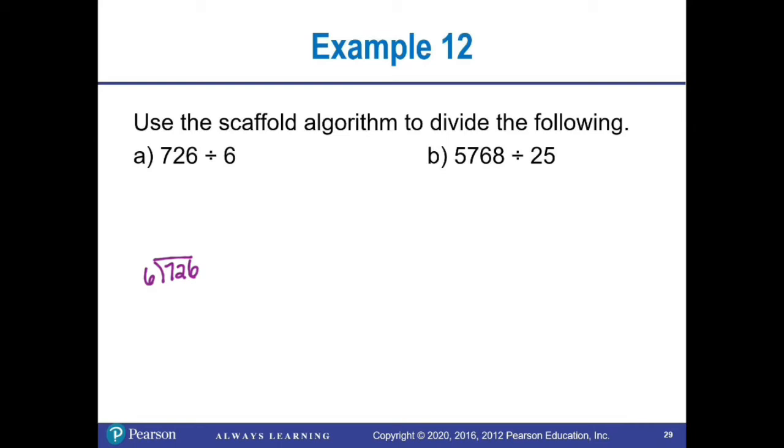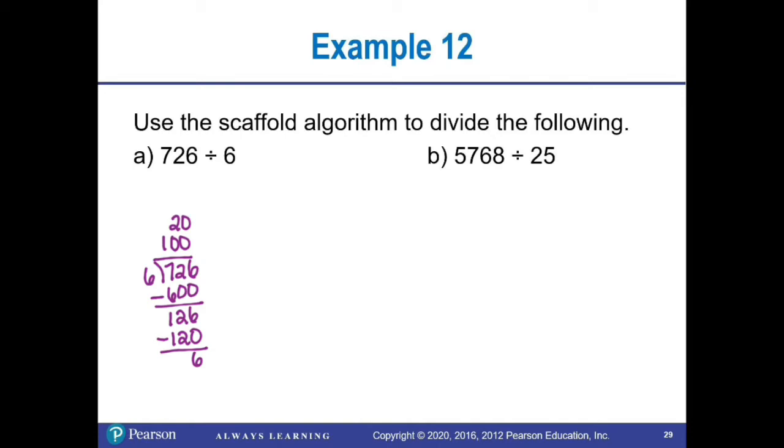We're going to start with 100 6s. Well, 100 6s is 600. Of that 100 6s, that leaves me with 126. Then I think about my groups of 10 6s. Well, 10 6s is 60. 20 6s is 120. So I'm going to take out 120. That leaves me with 6.